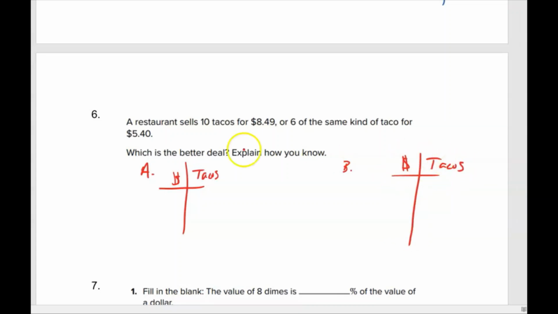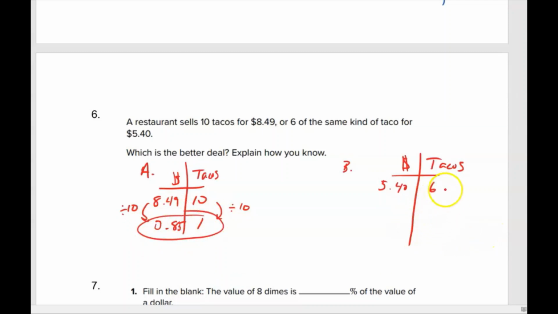I'm just comparing these two. The first one compared to the second one. So 10 tacos for $8.49 or 6 tacos for $5.40. Easiest way for me here is to see, okay, how much for 1 taco? Okay, to go from 10 to 1, I just divide by 10. Over here, dividing by 10. Remember, mental math trick, move your decimal 1 to the left. So that would be 0.8, and I'm going to round this up 5. So about 85 cents for 1 taco here.